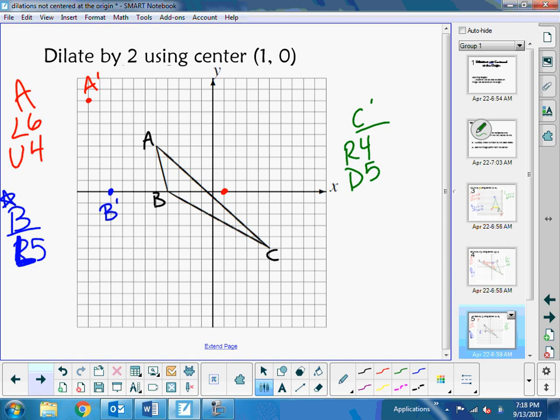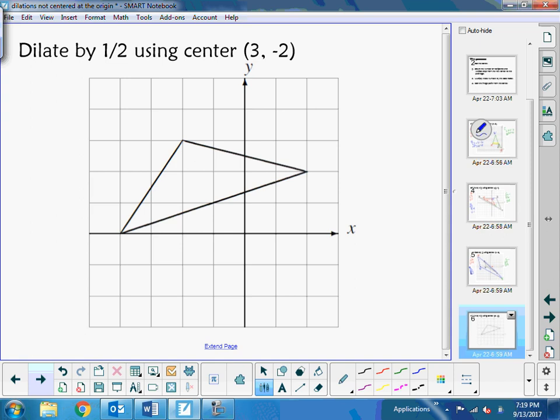We need to move to the right 8. 1, 2, 3, 4, 5, 6, 7, 8, and down 10. 2, 3, 4, 5, 6, 7, 8, 9, 10. And there's C prime. Sorry about that, guys. All right. So here is my new triangle. All right, last one.